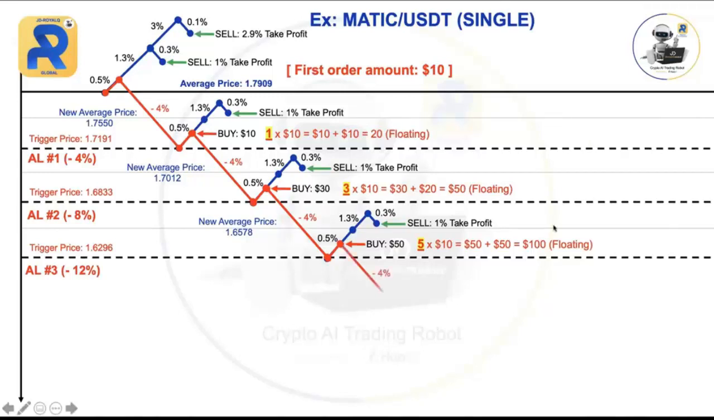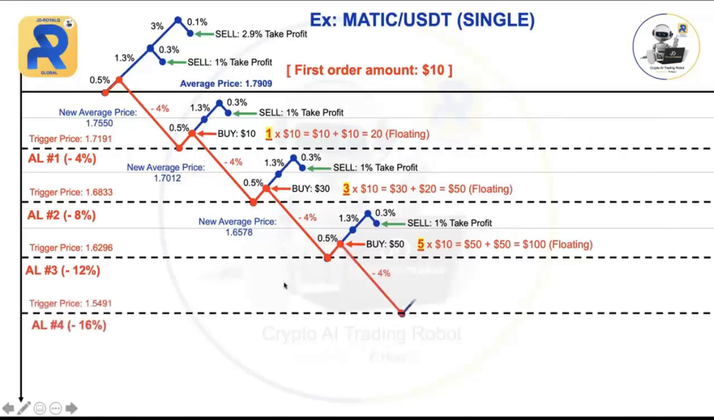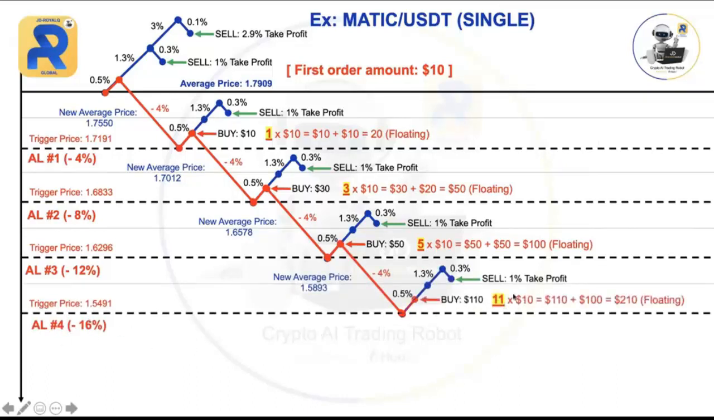Now, if this goes on further, another 4%, that is my fourth call. Can you see my fourth call hit? That is about 11. Multiply by 11. So 11 times 10, that will be 110. And earlier I have $100, so that will be $210 floating. And if it hits the profit at 1.3%, I will be taking much greater profit, which is 1% of $210.